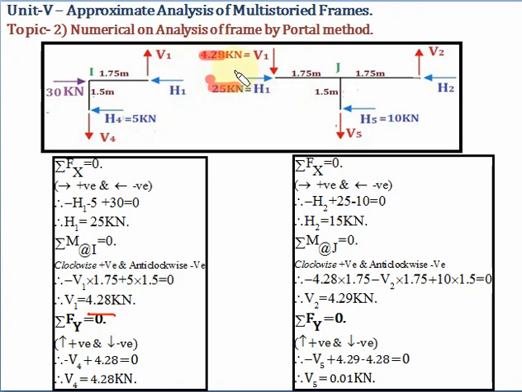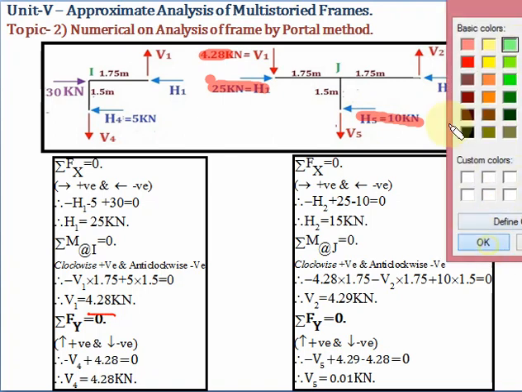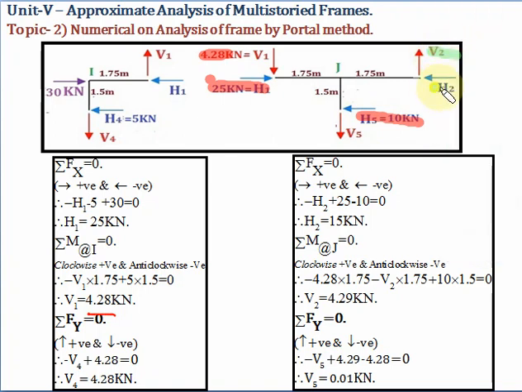Here what values do we know now? We know V1, we know H1, okay, and we know H pi. And now what are the unknowns here? Unknowns are V2, then H2 and V5. Okay. So we'll apply the first equilibrium equation, that is summation Fx equal to 0. H2 acting toward the left side, minus, 25 right side, plus, and this H5 acting toward the left side, minus. So we'll get the value of H2.